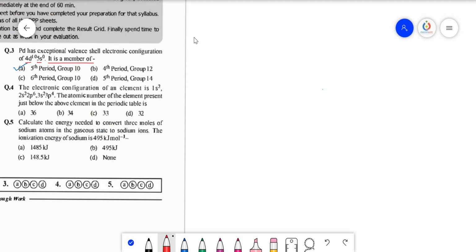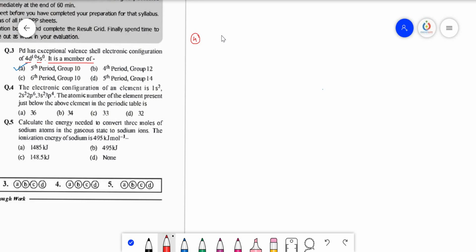Now let us solve question number 4. In question number 4, the electronic configuration of an element is 1s2, 2s2, 2p6, 3s2, 3p4. The atomic number of the element present just below this element in the periodic table is?